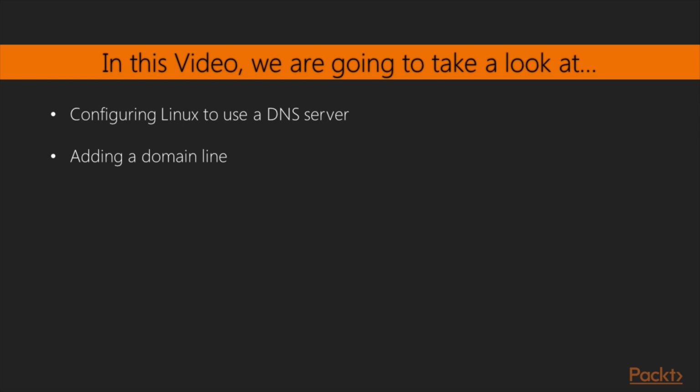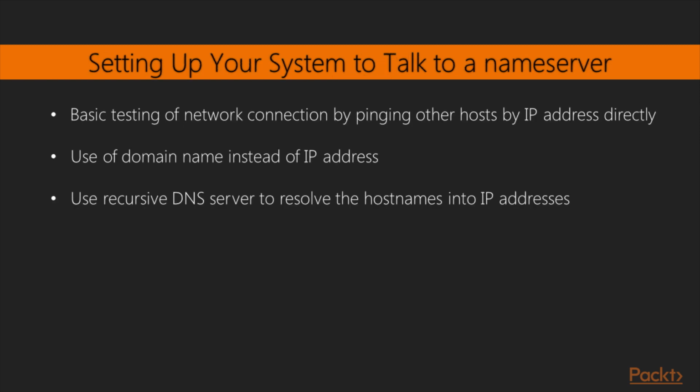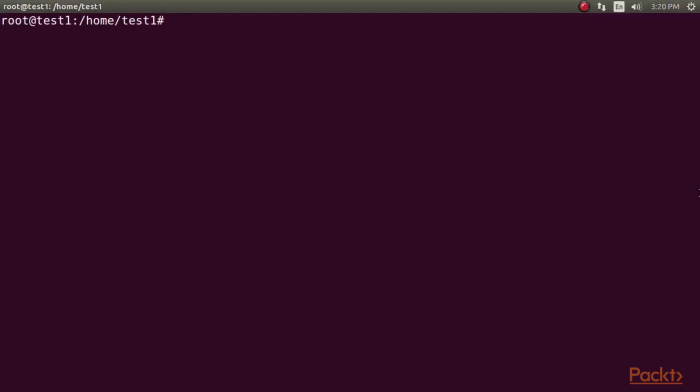In this video we will configure Linux to use a DNS server and add a domain line. In the previous video we did some basic testing of your network connection by pinging other hosts by IP address directly. However, I'm sure you'd rather not visit web pages by requesting them by IP address rather than by the domain name. This problem is solved using a recursive DNS server to resolve the host names into IP addresses, which your computer can then connect to. Let's see how to do it.